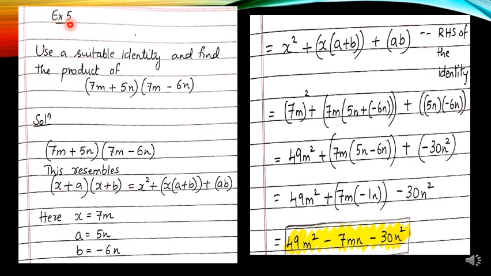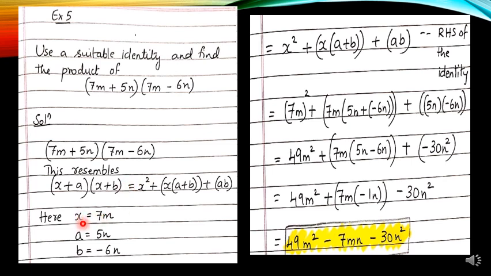Next example, that is example 5. Use a suitable identity and find the product of 7m plus 5n into 7m minus 6n. Here also we have first terms same in both the binomials, but the second terms are different. So we will use x plus a into x plus b identity only, which is equal to x square plus x into a plus b plus ab. So your final answer will have three terms like this.